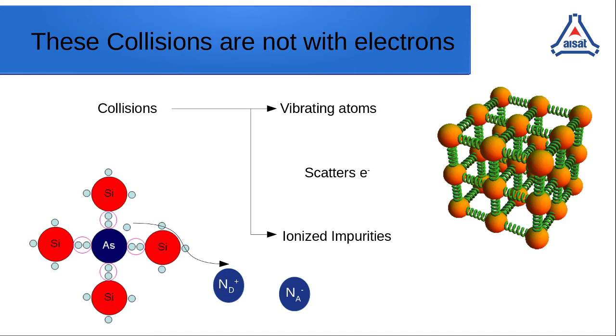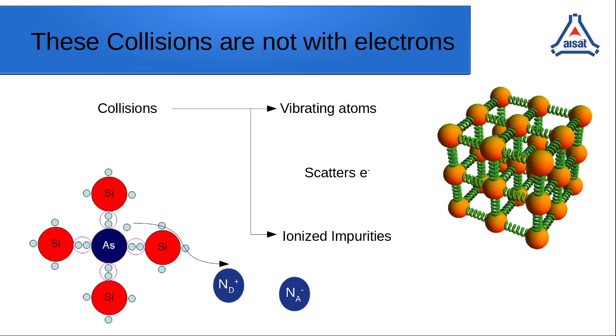If it was a trivalent impurity, an acceptor impurity, it would accept an electron and become a negatively charged ion. The positively charged donor ions are normally denoted by Nd+, and the negatively charged acceptor ions are denoted by Na-. These ionized impurities also take part in the collisions with the electrons.